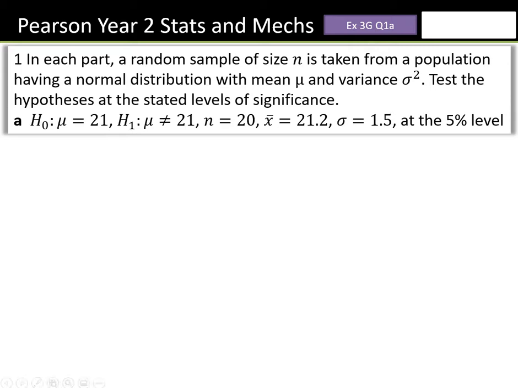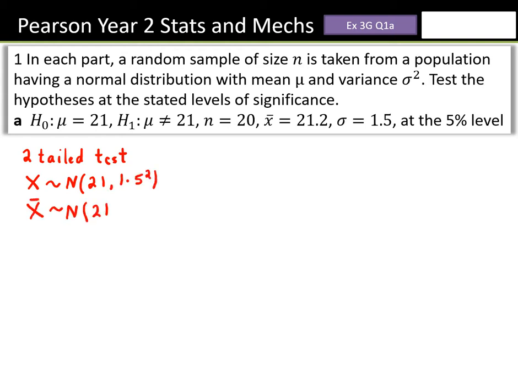So we have X is distributed normally, mean 21, variance 1.5 squared. Our sample mean is also distributed normally, mean 21. This time the variance is 1.5 squared over the sample size, so over 20. What we're interested in then is what's the chance of getting a sample mean of 21.2? Is it significant at the 5% level?